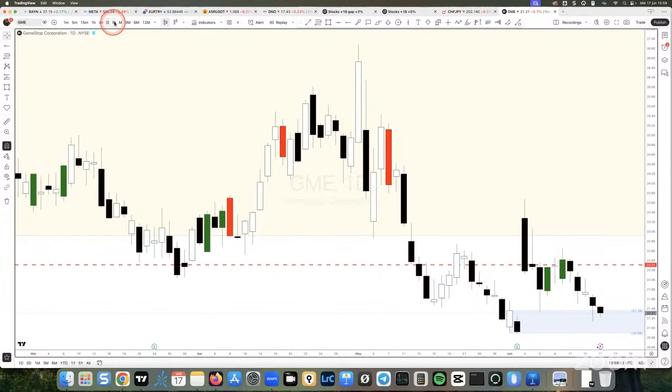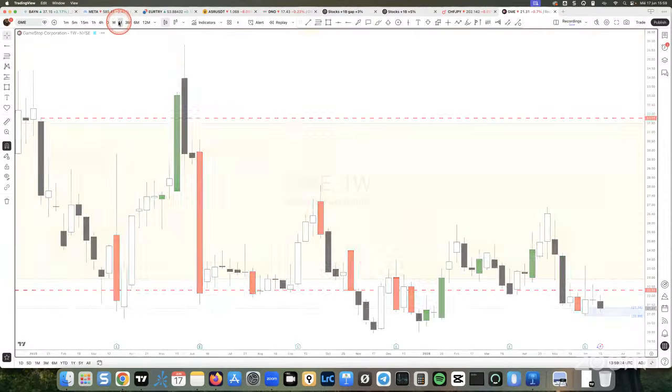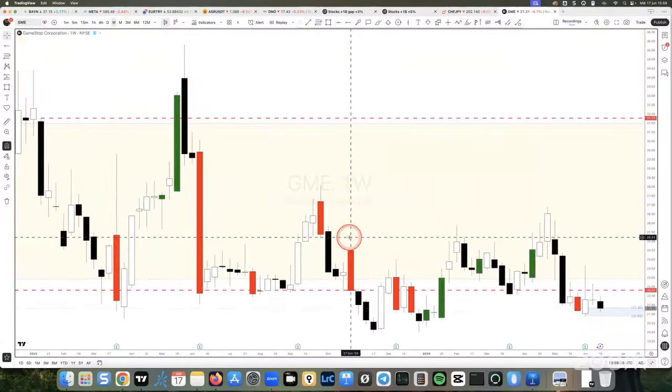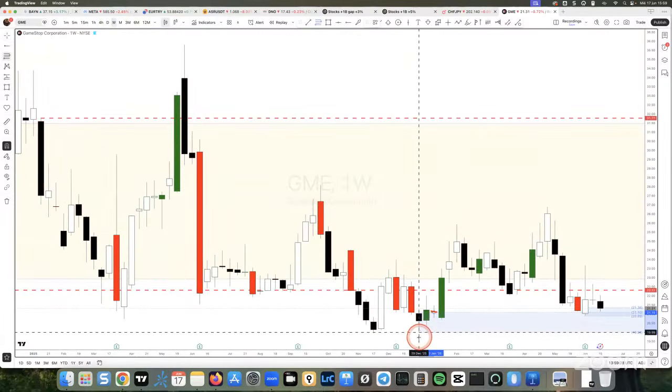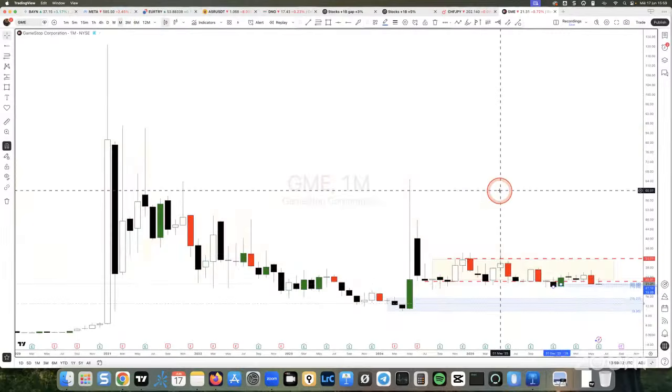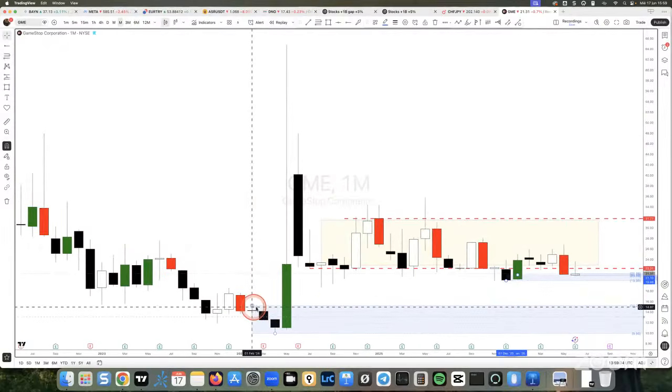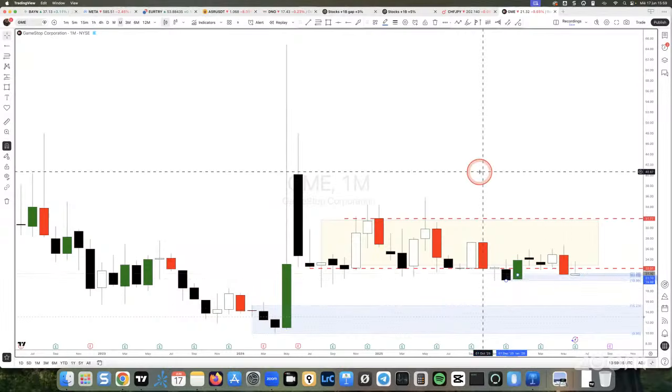So it's a little bit tricky because we also have, I think, demand here in the weekly too. Okay, so the larger time frame imbalance is down there, but it's already reacting to the weekly. So we need new imbalances here.